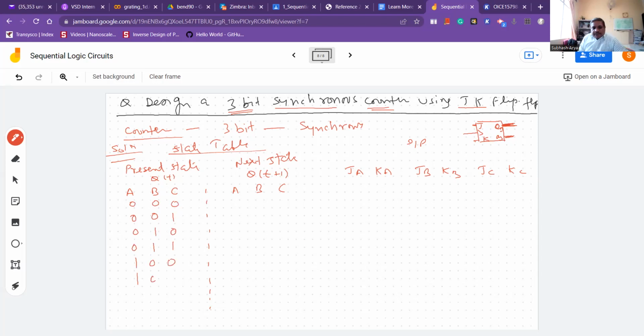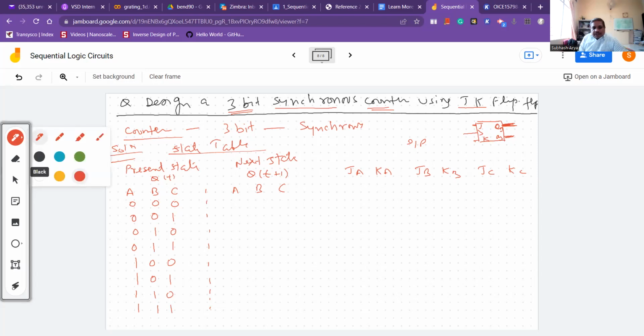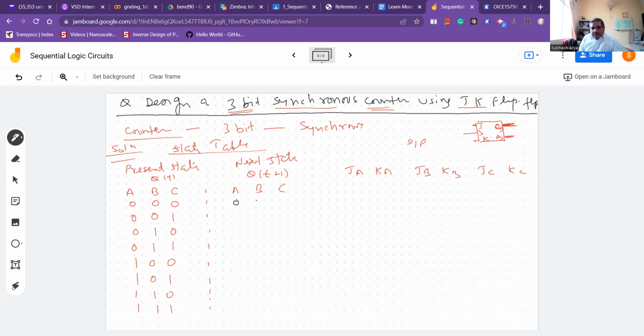Next will be 5. Next will be 6. Next will be 7. So these are the numbers which are the present state. Now based on this we will fill up the next state. If present state is 0, 0, 0, next state will be 0, 0, 1 because that number will be 1 after 0.